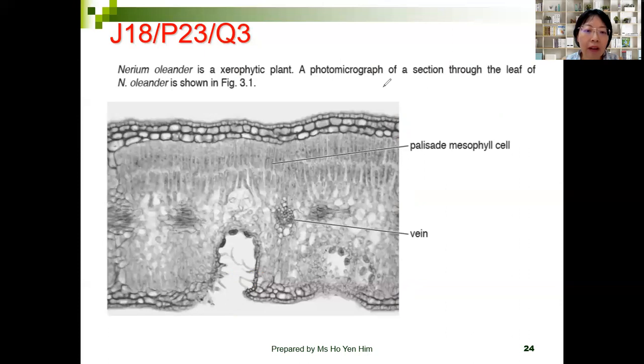So where are my guard cells? I cannot see any guard cells here, which is, I think, this is a guard cell. Can you see or not? Can you see the guard cells here?